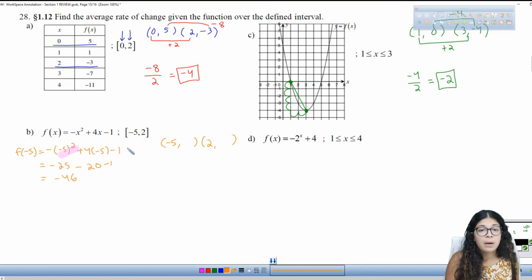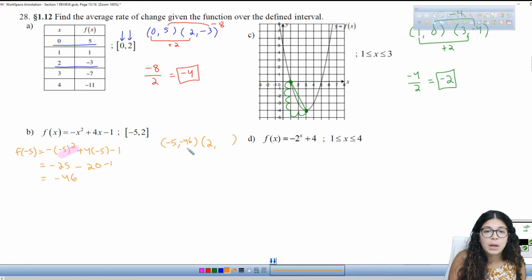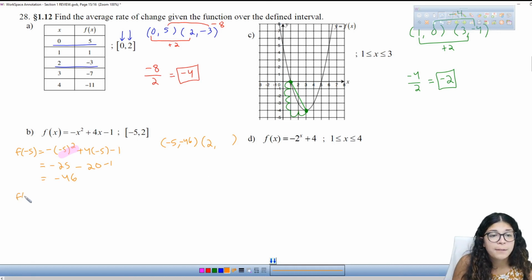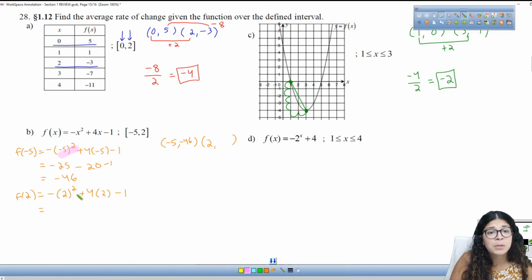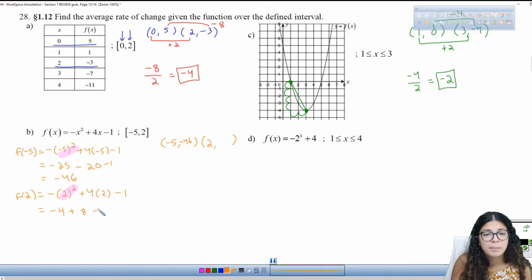And then now that we have negative 46, I need to go ahead and find my output for 2. So f of 2 would be negative times input squared plus 4 times input minus 1. Okay, and again, exponents first, guys. Do not multiply these. Please, please, please. Exponents first. So 2 times 2 is 4. Okay, so that's minus 4 plus 4 times 2 is 8 minus 1. Negative 4 plus 8 minus 1 is 3. And then so that is the output here.